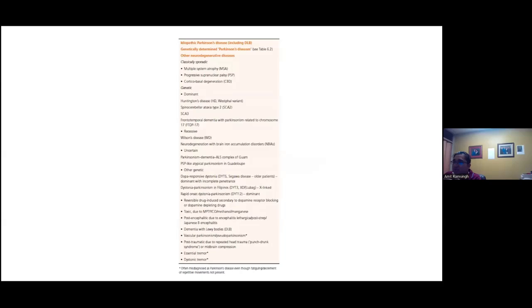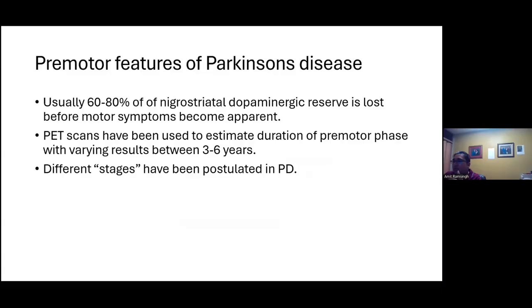And in terms of your differentials, the list is massive. This was taken from the Queen Square Neurology textbook to show that there are a lot of differentials, varying from the Parkinsonian plus syndromes to other various genetic diseases. One of the things we need to know about is the different features of Parkinson's disease.